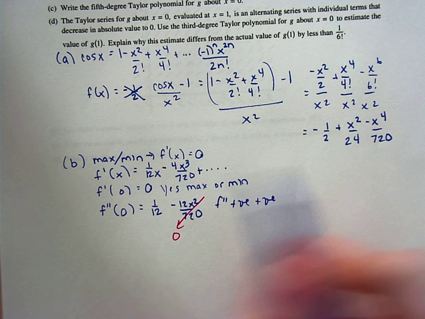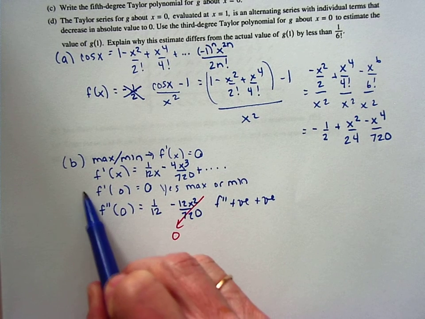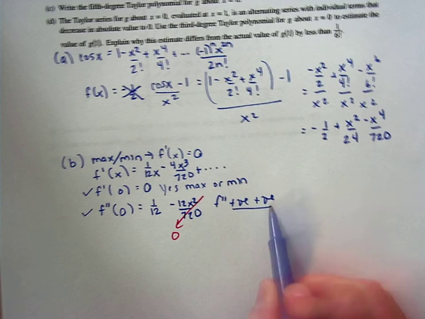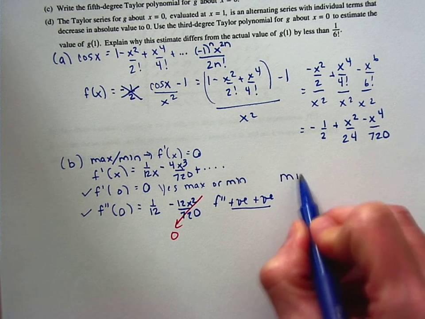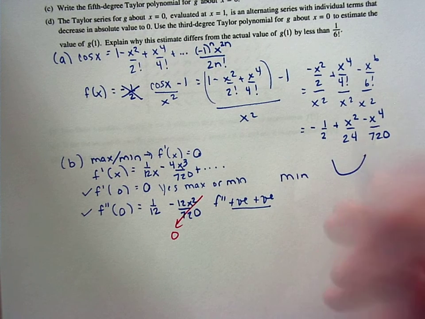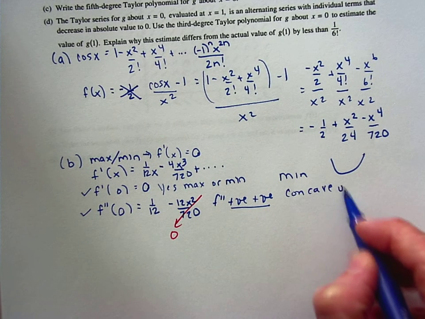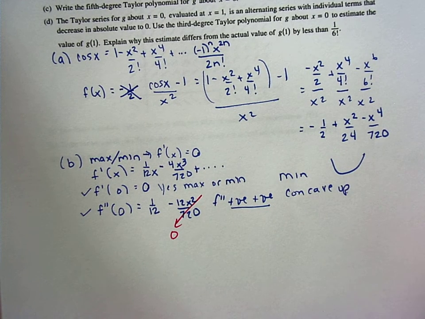There's a theorem that says when your first derivative is 0 and your second derivative is positive, then you know you have a min. Just think of a graph that looks like this, concave up, and that's going to happen when you have a min. So that's how you would do problem B.